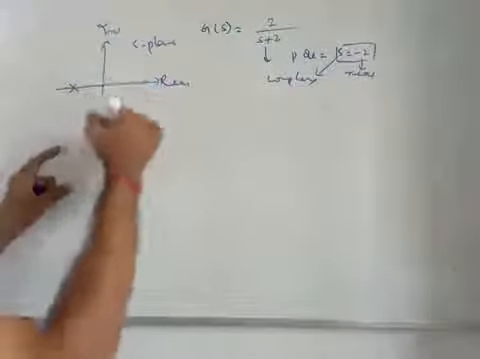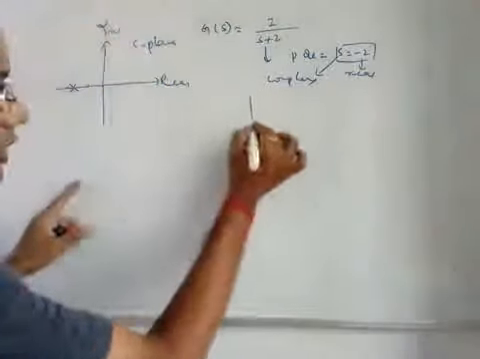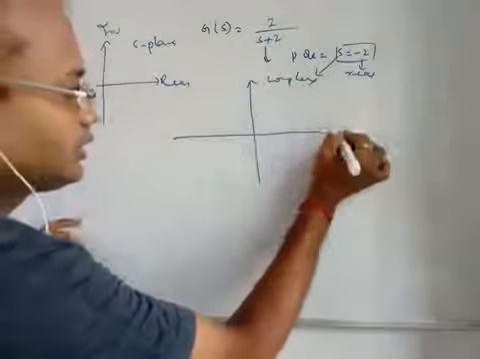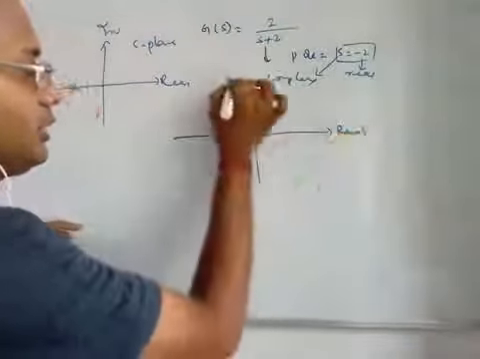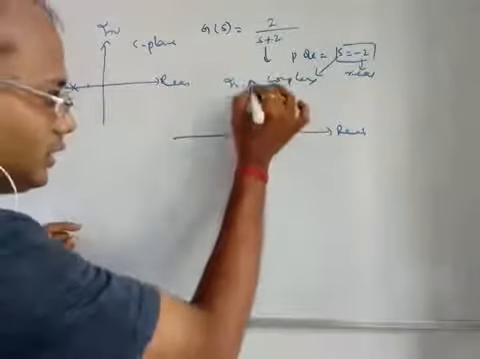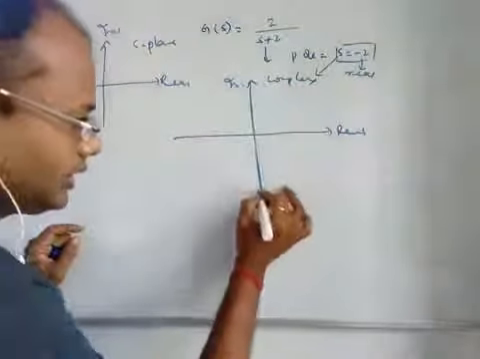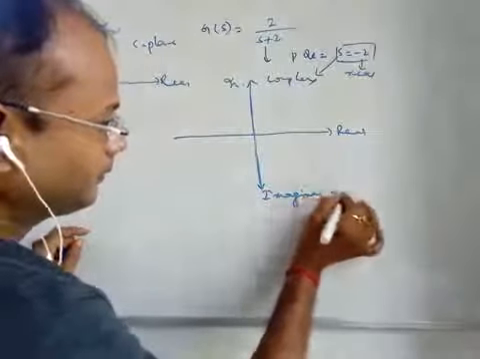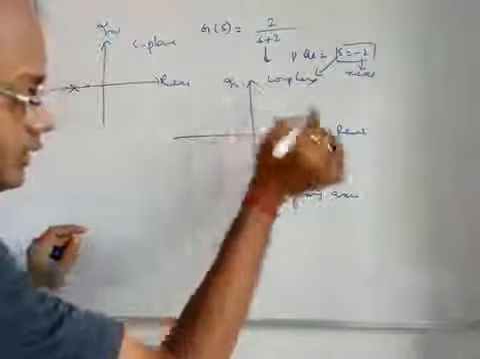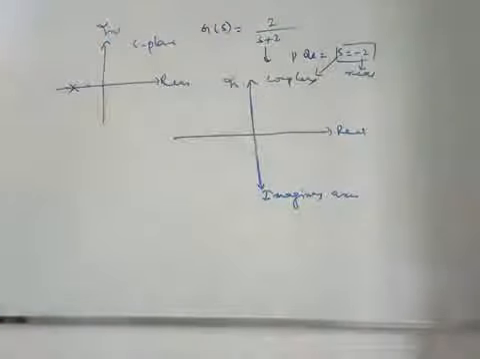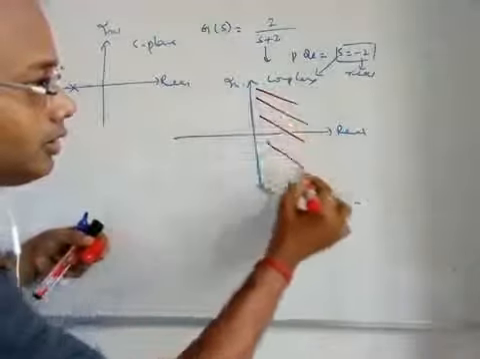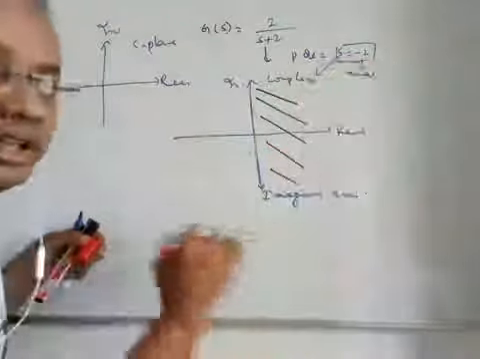And if you divide the total s-plane, this is your s-plane, the real axis and the imaginary axis. So this is the imaginary axis, and this side I will write as the complete right hand side of the s-plane.